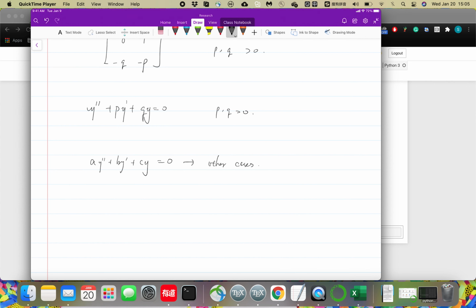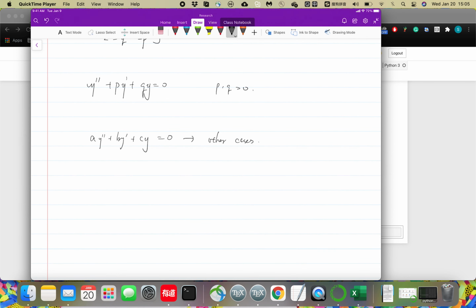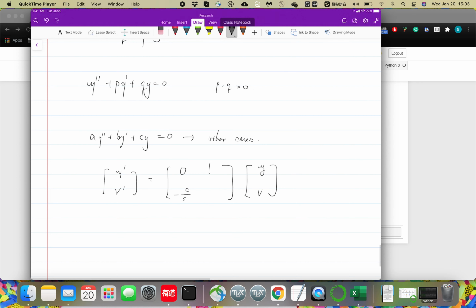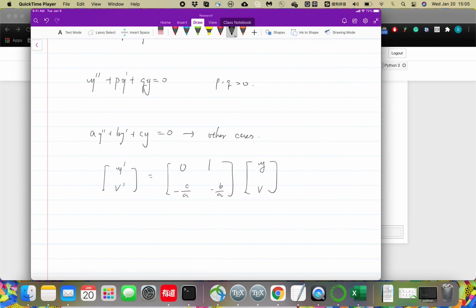But still, you can actually try to do it yourself. It's pretty easy. You can change it to be here, and this one is going to be negative c over a, negative b over a. But because a and c can be positive or negative, this can be any real number. That's where you get all the other cases. All right, that will be all for second order.